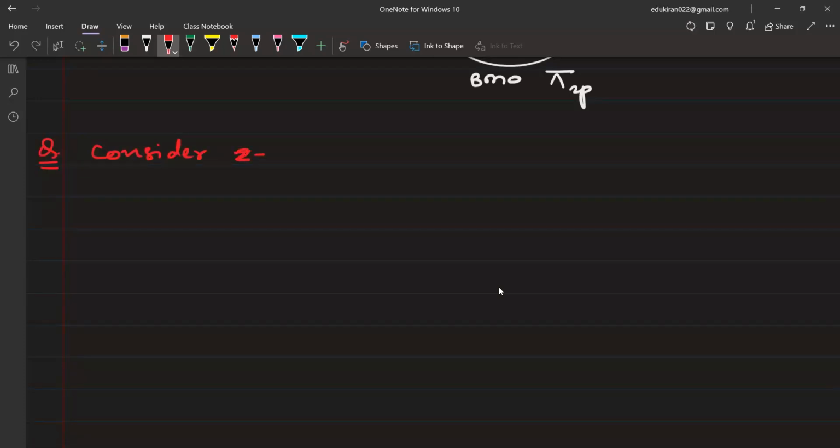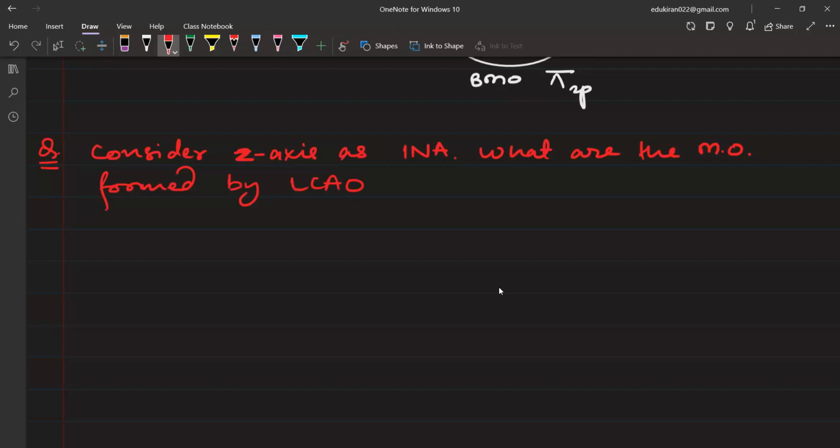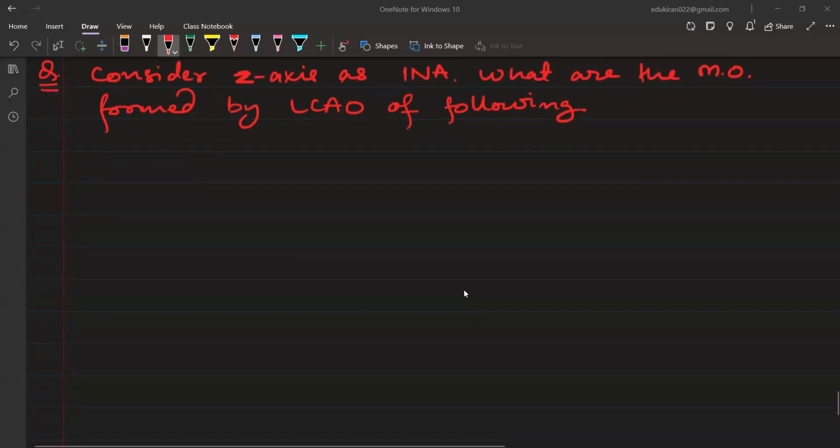Consider z axis as INA. What are the MOs, molecular orbitals, formed by linear combination of atomic orbitals of following? ठीक है, तो इंटरन्यूक्लियर एक्सिस कहां पे है बताएं जरा। It is in the z axis. सही है? ठीक है. Yes, sir. Now let us see.